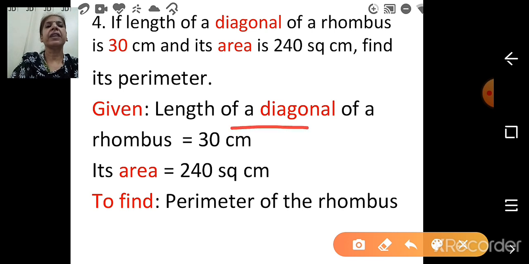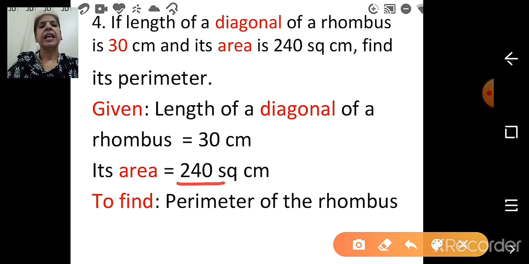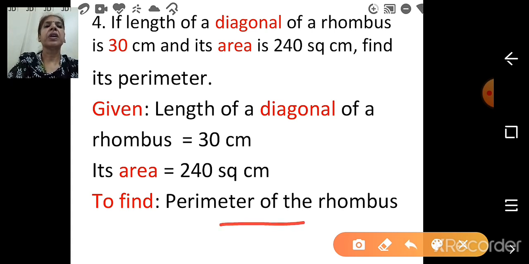So first write given. Length of a diagonal of a rhombus is equal to 30 centimeter. Now what else is given? Area. Area is equal to 240 square centimeter. What we have to find? We have to find perimeter of the rhombus. Now what is perimeter? Perimeter is sum of all sides. And here rhombus has all the sides equal, they are congruent. So we have to add the sum of all the sides. Now solution.